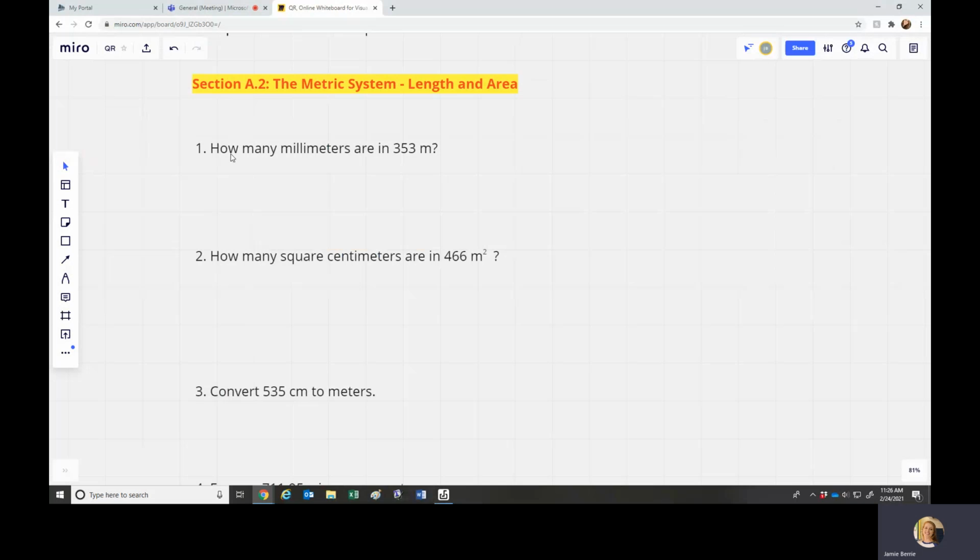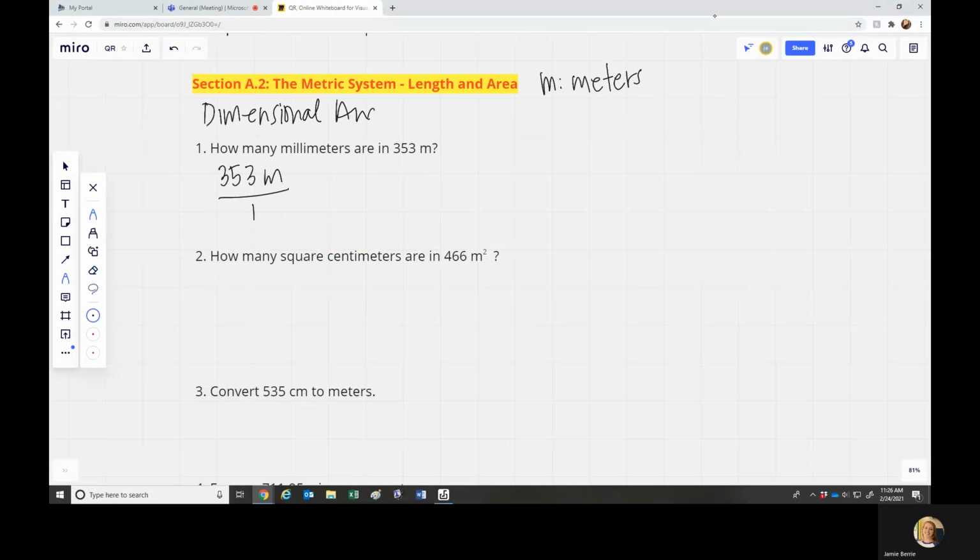All right, so we're starting off with number one. It says how many millimeters are in 353 meters. So little m stands for meters. We're starting with 353 meters over 1. Again, we're using the process called dimensional analysis to perform these conversions. It's also sometimes called the unit factor method.